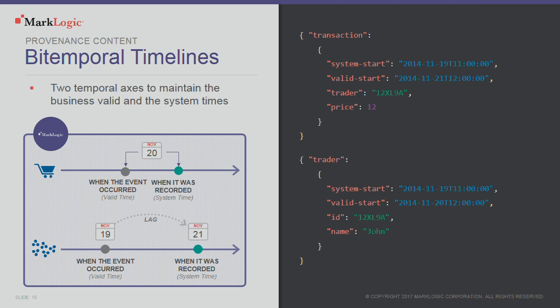The bitemporal timeline is basically saying that there may be two dates that you're worried about every time you bring something into your system: when that event occurred, which may be outside of the system, and when the system first knew about it. So with bitemporal, the system start properties are determined by the system. You don't get to actually modify those.